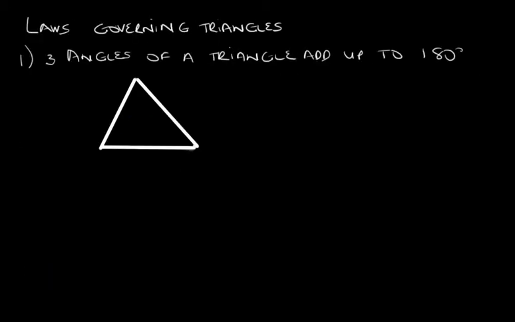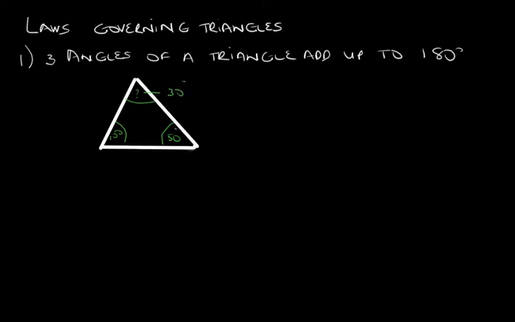Okay, so the first thing we need to know is that 3 angles of a triangle add up to 180 degrees. In other words, if I'm given that this is 100 and that is 50, then what will this angle be? 100 plus 50 is 150, but the 3 angles need to add up to 180. So this angle will be 30 degrees.